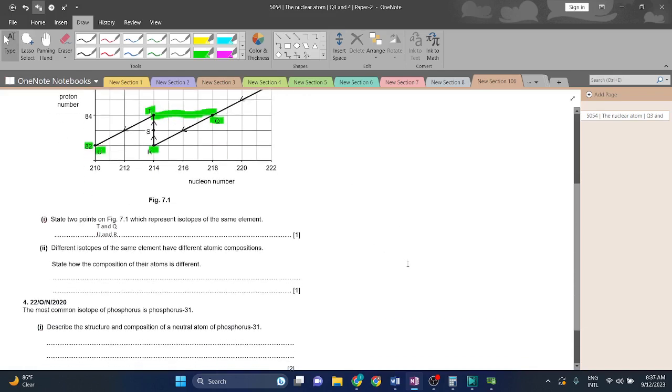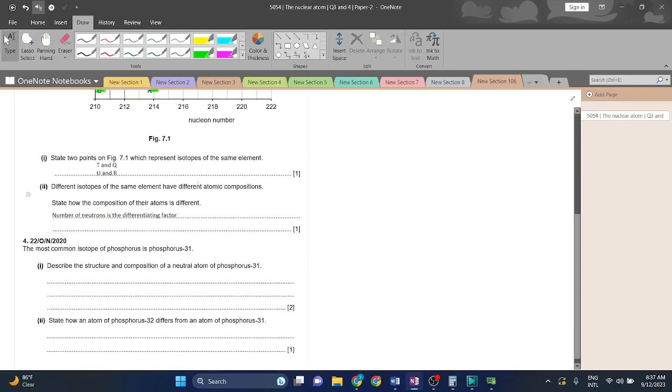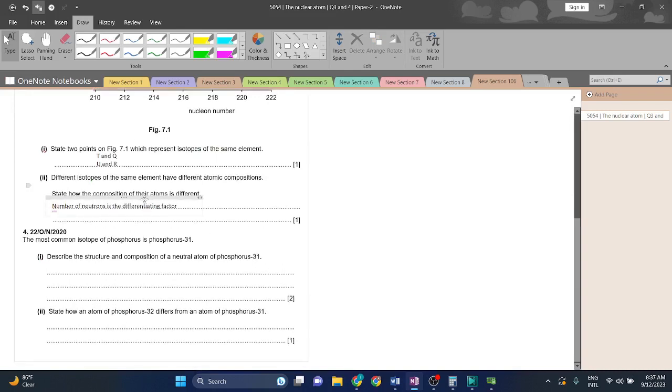Different isotopes of the same element have different atomic composition. State how the composition of their atom is different. The atom's composition is different in terms of the number of neutrons in that atom. The number of neutrons is the differentiating factor. Okay? The number of neutrons is the thing that decides the change in composition. Protons are not changing, right? We have nothing to do with electrons for now. So the only changing factor is the number of neutrons.